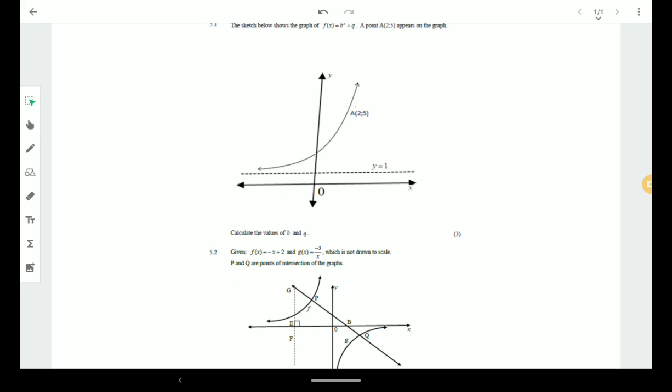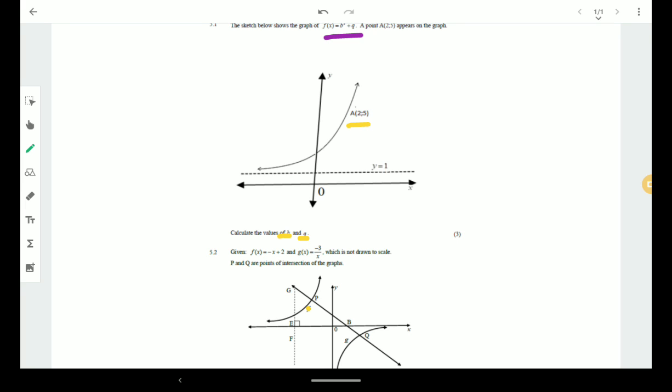The discussion about this is going to be the discussion of the graph that we call an exponential graph. The one on top, the equation appears here: f(x) = b^x + q. And then we are given a point here on the graph. The coordinates of A are (2, 5). That means we should calculate the value of b and the value of q.